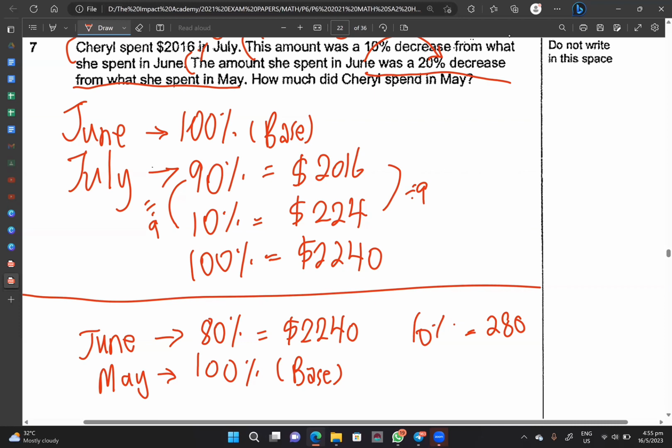Now, the question says how much did Cheryl spend in May? So May is 100%, right? So 100% is actually equal to 280 times 10, and therefore my answer has to be 2,800, and this is the amount Cheryl spent in May.